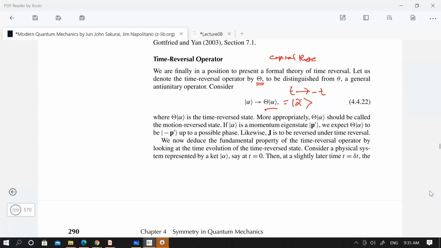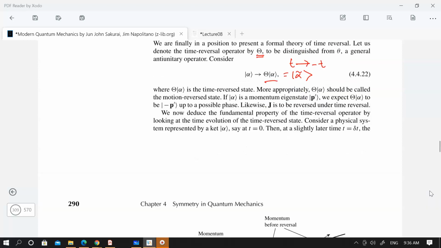Your position, for example, will not involve time, so it will be unaffected by your time reversal transformation. Any quantity that involves time will get time reversed. The one which does not explicitly depend on time does not get time reversed; it's identical to the original state. So we want to make this a bit more precise.